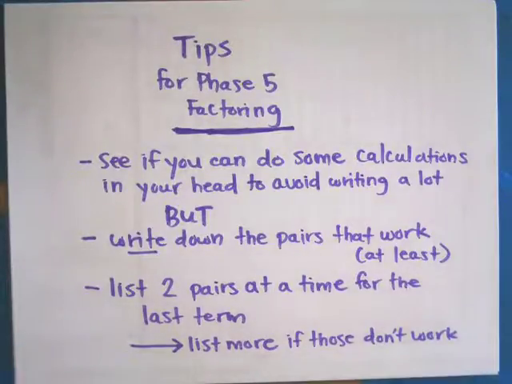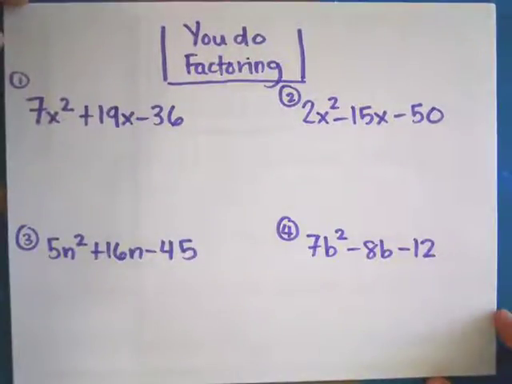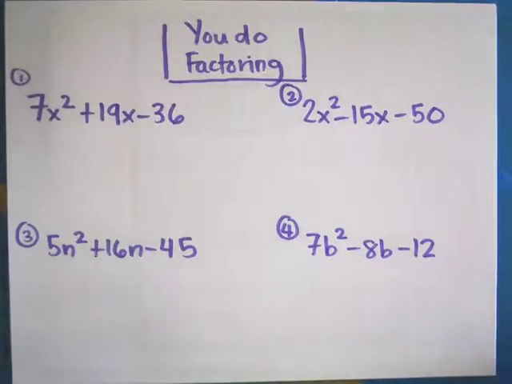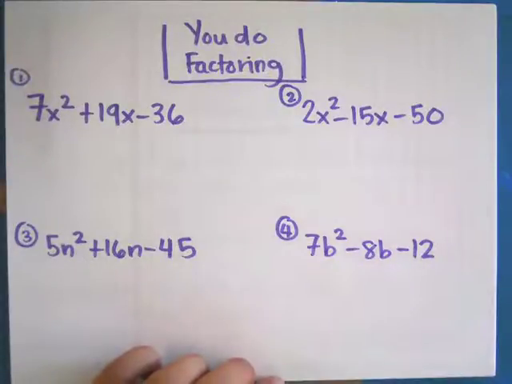Okay, here are 4 factoring problems for you to do that are related to this video. 7x squared plus 19x minus 36, 2x squared minus 15x minus 50, 5n squared plus 16n minus 45. And then this is a b, sorry, it kind of looks like a 6: 7b squared minus 8b minus 12.